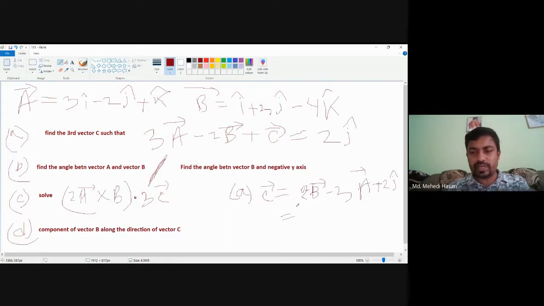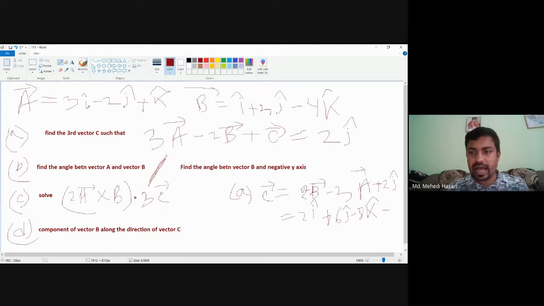So C vector equal to 2B minus 3A plus 2J. Okay, so then 2B will be equal to, you can multiply a scalar quantity with vector, then 2B will be 2I plus 6J minus 8K.